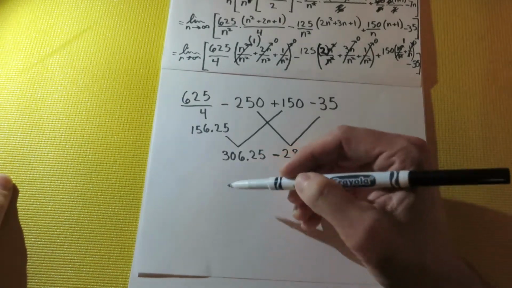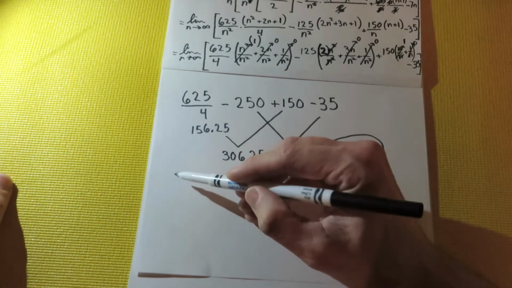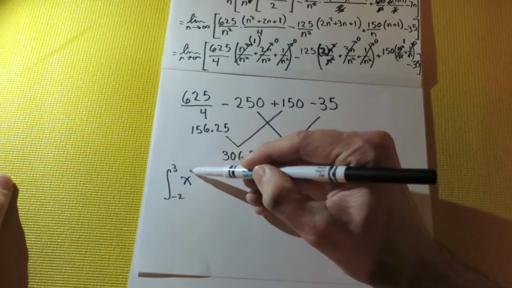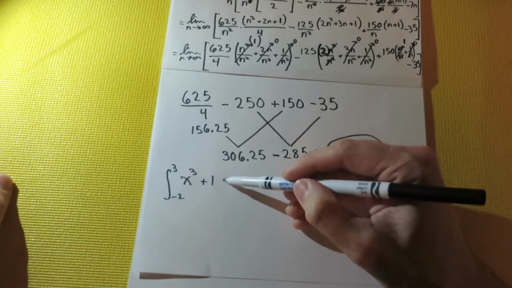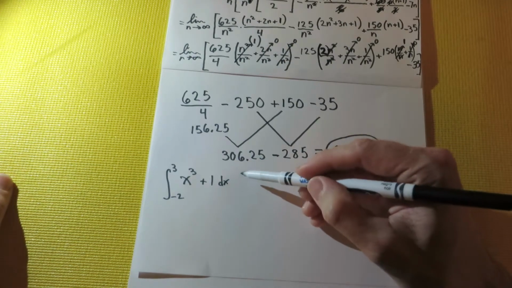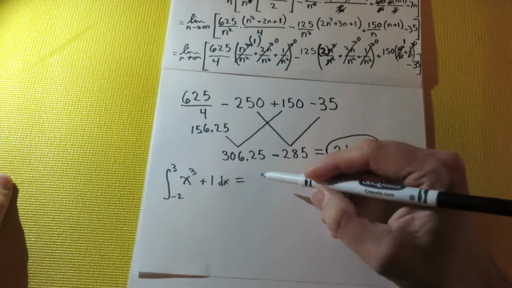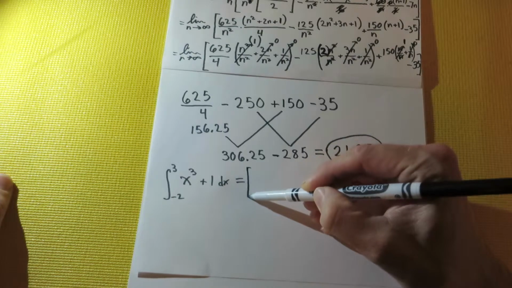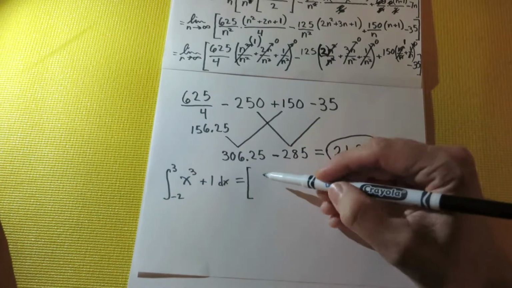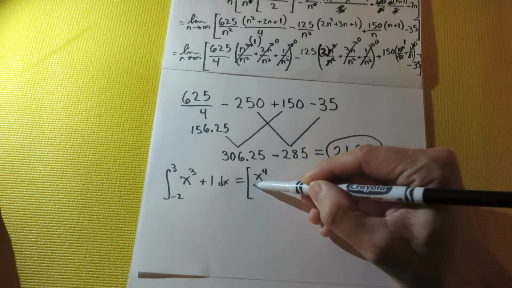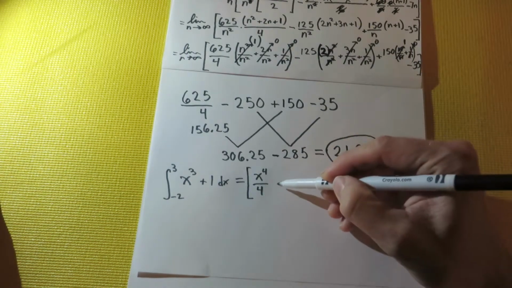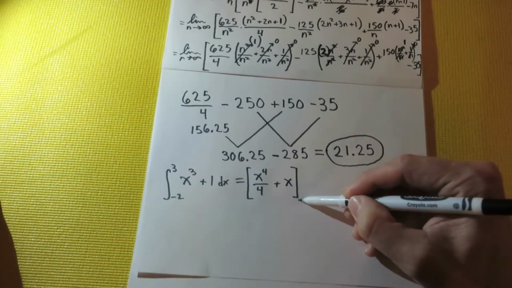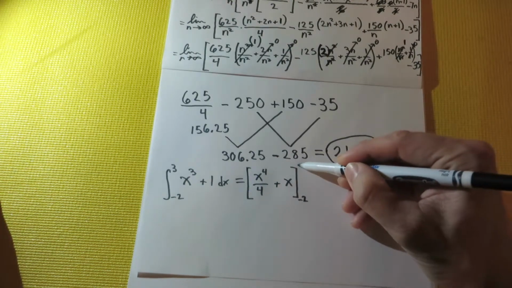Alright, so now we're just going to evaluate the integral as we normally would. We have our integral from -2 to 3 of x cubed plus 1 dx. And this is easy to evaluate. We've done this a bunch of times before. This is just going to equal x to the 4th power over 4 plus x, evaluated at -2 and 3.